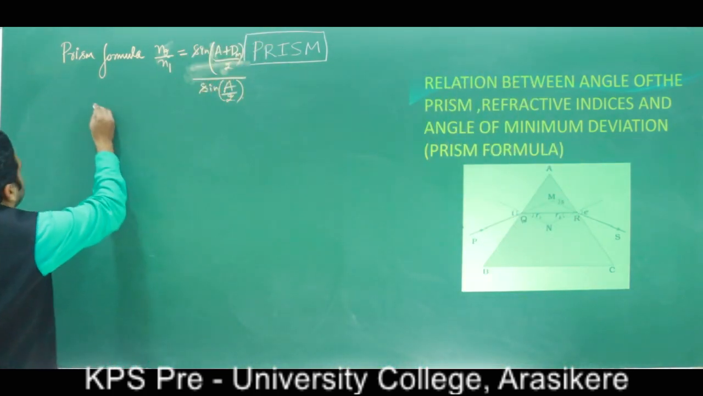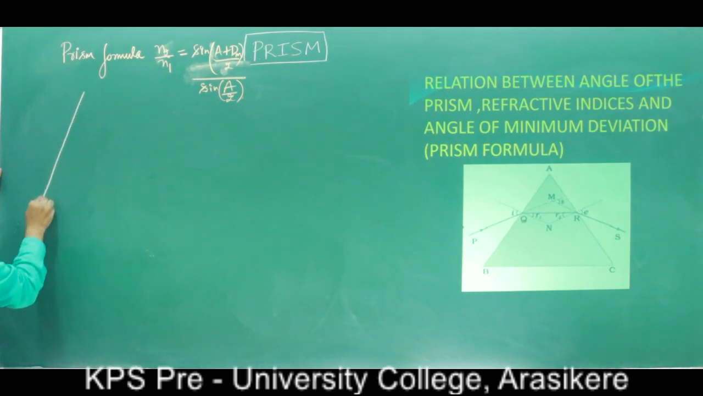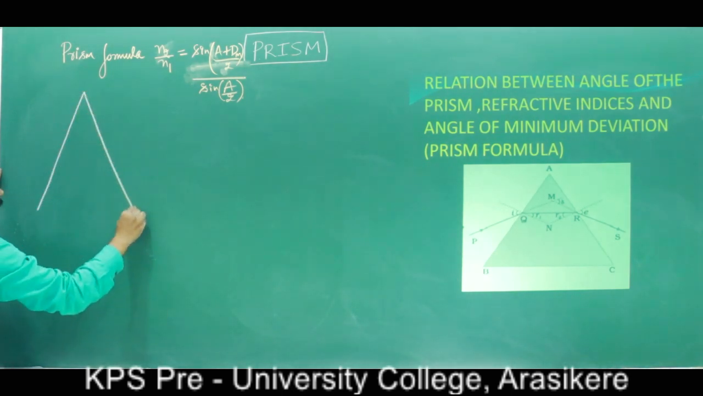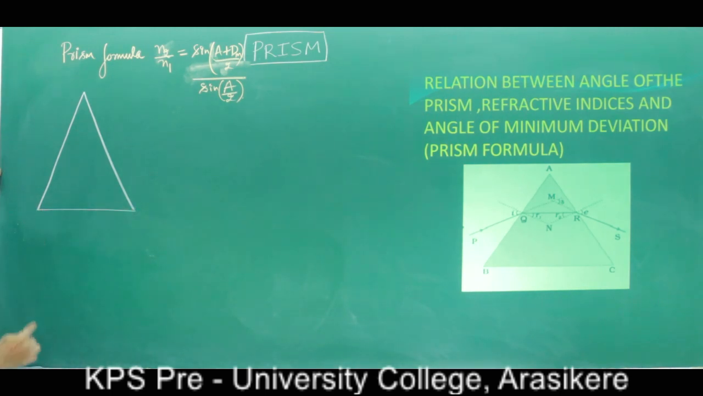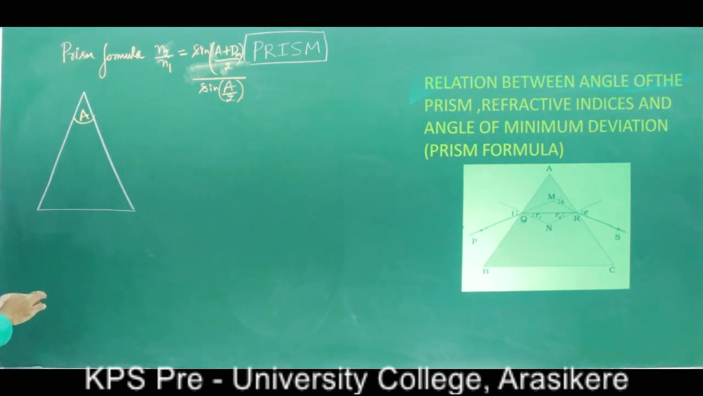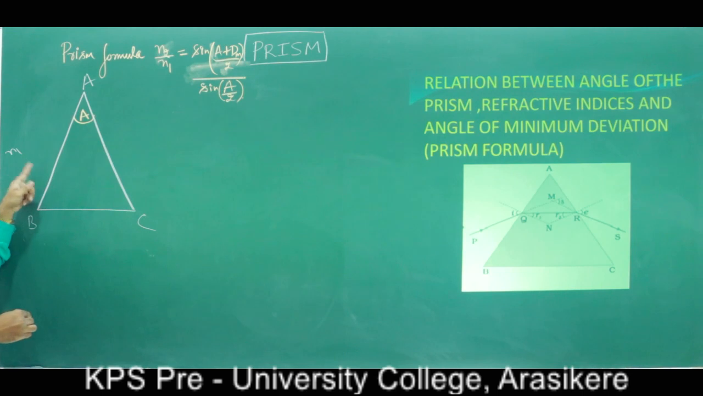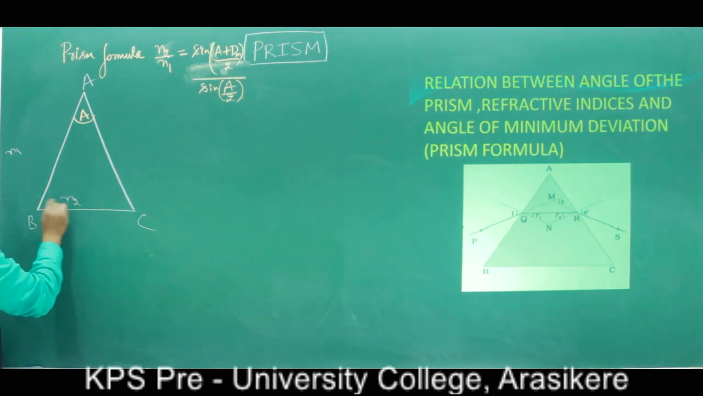Now assume yourself this is the triangular prism. I am not taking the whole prism, I am taking only the part of the prism. This is the triangular prism. This is A. What is A? Angle of the prism. ABC. ABC is the triangular prism. N1 is the refractive index of the surrounding medium. N2 is the refractive index of the prism.